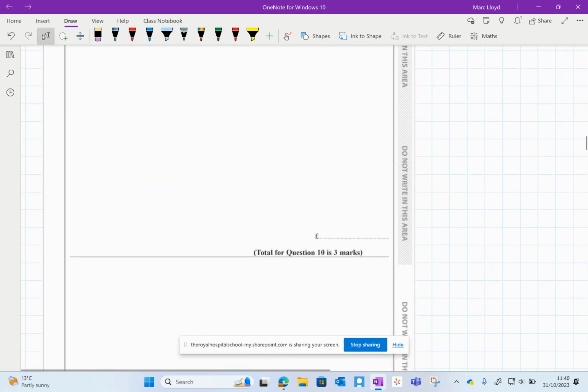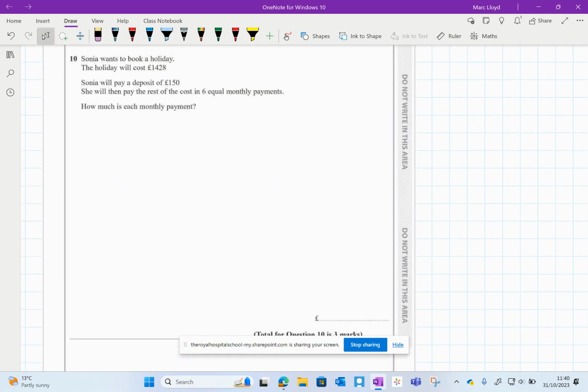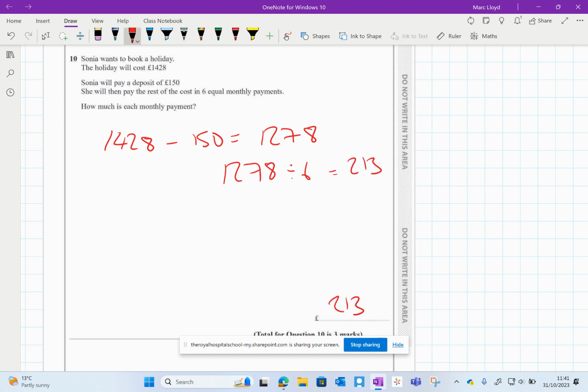Don't take the risk. Right, question 10. Sonia wants to book a holiday. The holiday will cost 1,428. Crikey, that's actually a cheap holiday. Sonia will pay a deposit of 150. So 1,428, take away that 150, because paying a deposit is like paying an upfront fee. That's what's left to pay. And then it says she'll pay the rest in 6 equal installments. So we're going to divide that by 6. This is all going in the calculator, not messing around. £213, done. That's the easiest 3 marks you'll ever get.